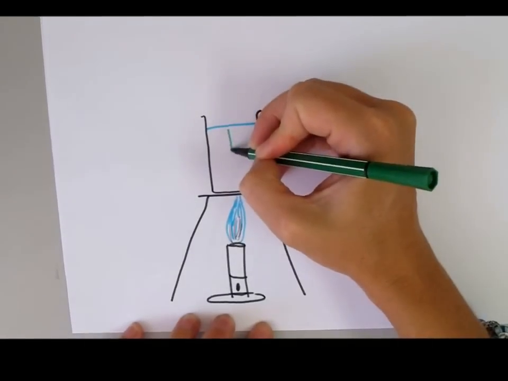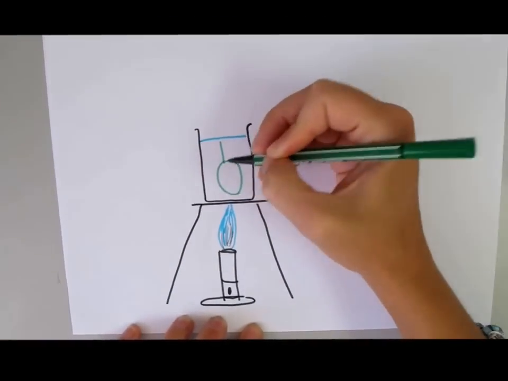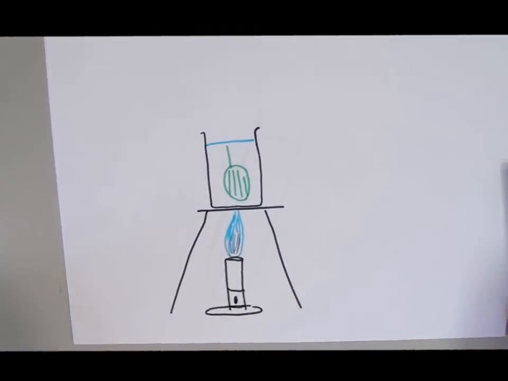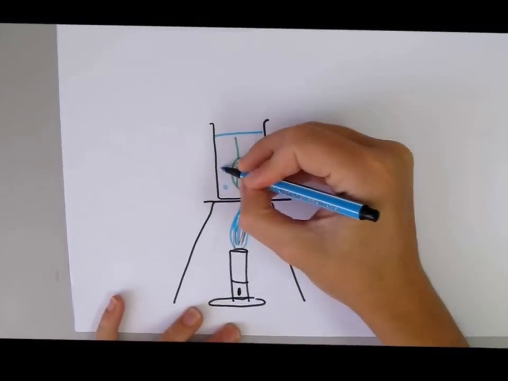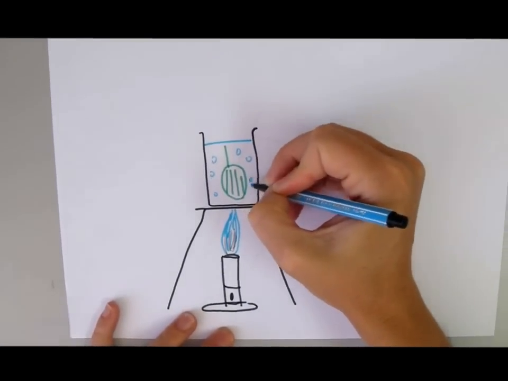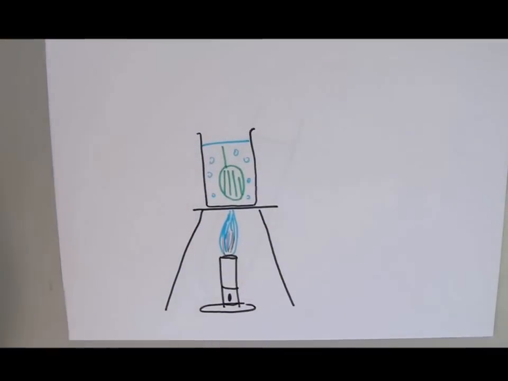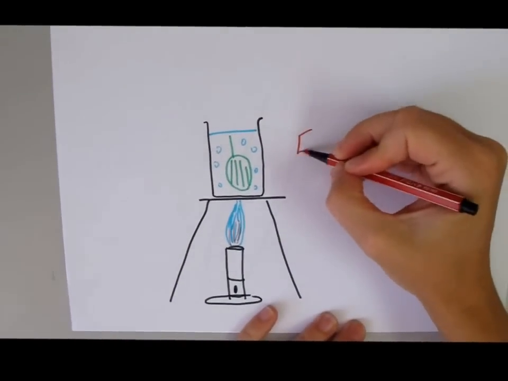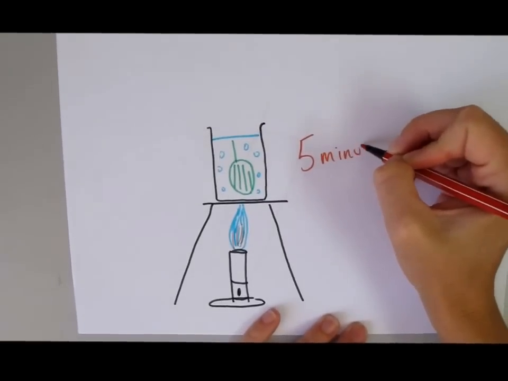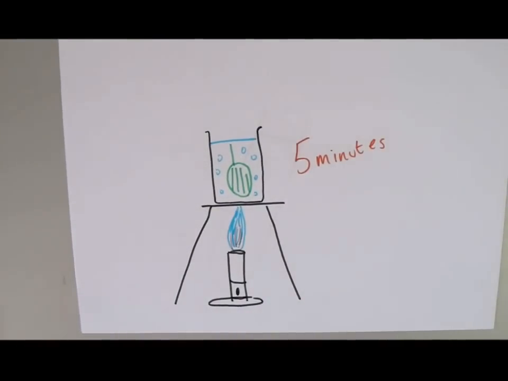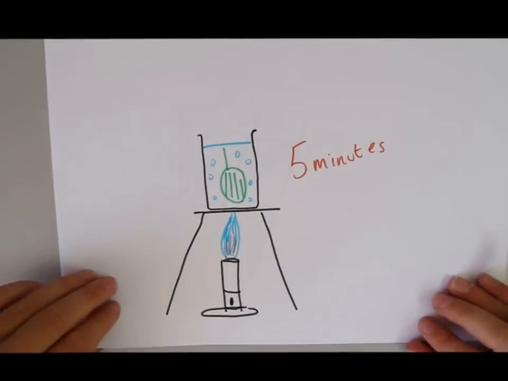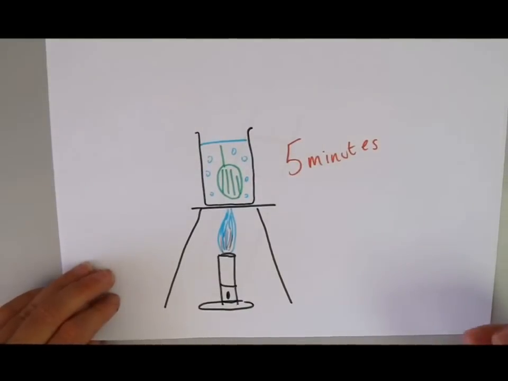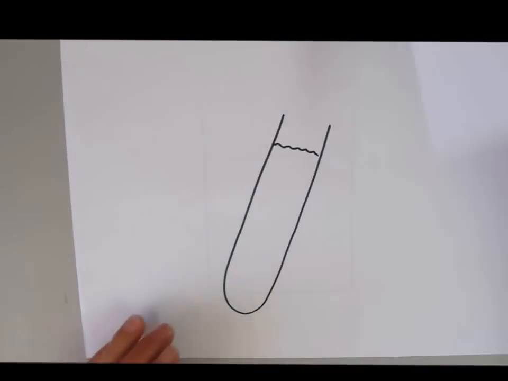So the first thing we do is we put our leaf into water and we boil that water so that the leaf is boiling for about 5 minutes. What this does is it starts to break down the cell walls, so that it makes it easier for us to get the iodine in, to test for the presence of starch.